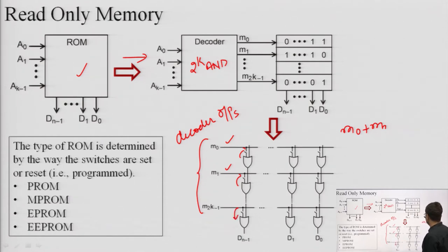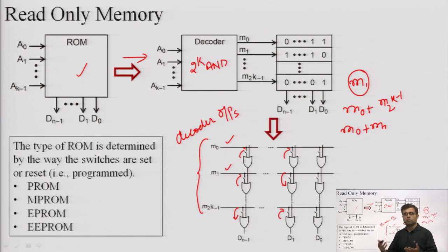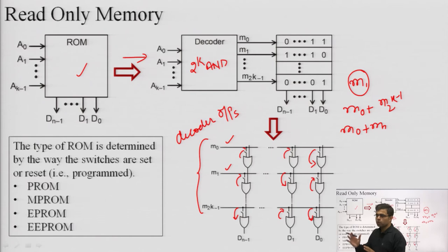Similarly, if I want to perform M naught plus M 2 to the power k minus 1, in that case this switch will be closed, this switch will be closed and this switch will be open. And in case I am only interested in M 1, that means my third output is saying that y is equal to M 1 only, I need not add anything. So in that case this will be open, this will be closed and this will also be open because I only need M 1. Okay.